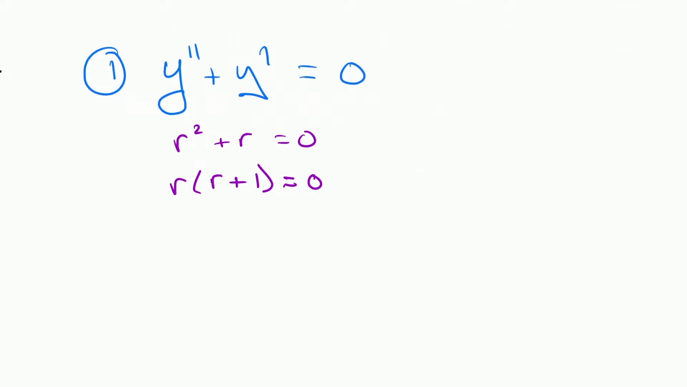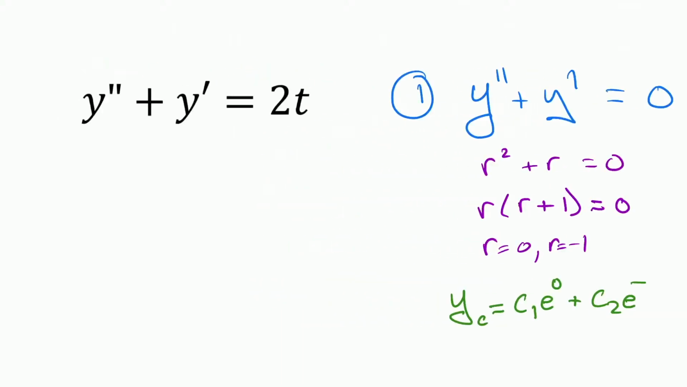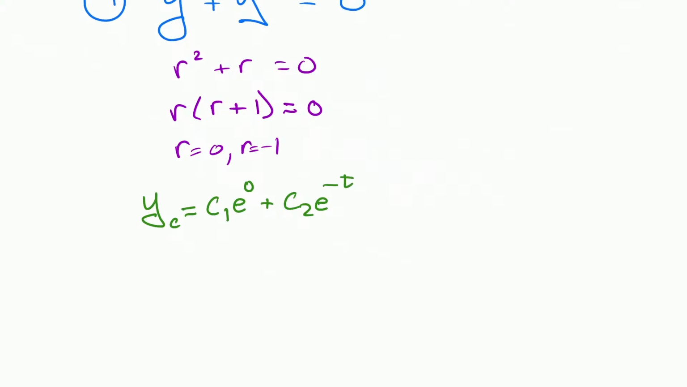And then we're going to solve that. So we got R equals 0 and R equals -1. So there we go. R equals 0, R equals -1. Caden, what are we going to do with that R equals 0 and R equals -1? Okay, so C1 e to the 0 plus C2 e to the negative, is this t or x? T. So -t. So something like this.